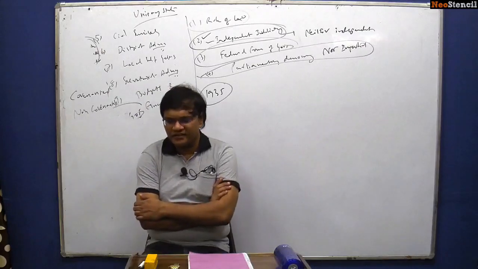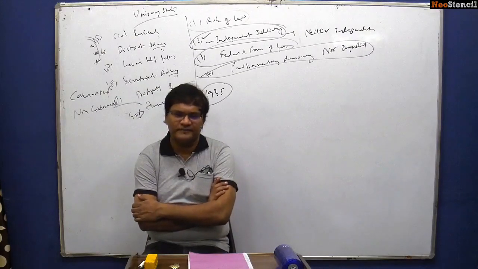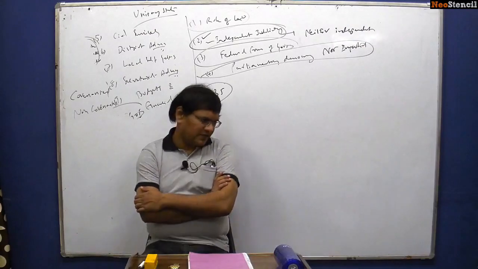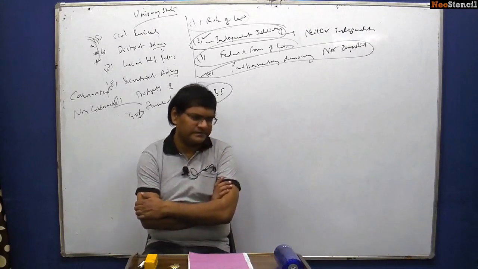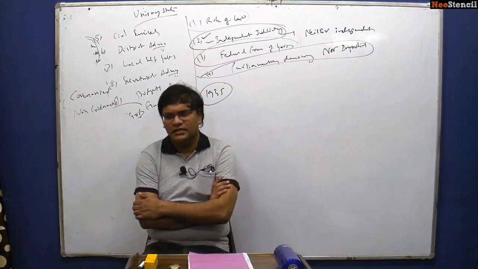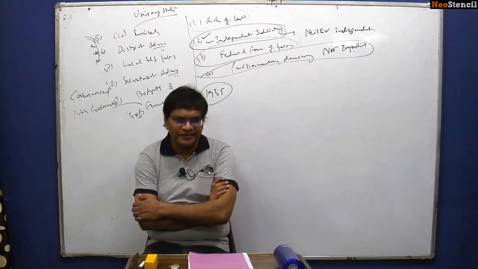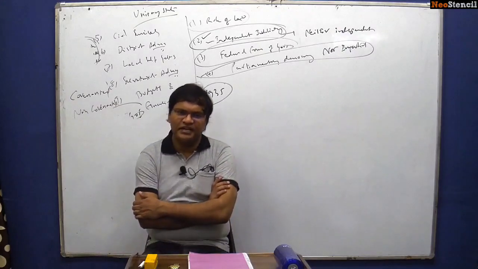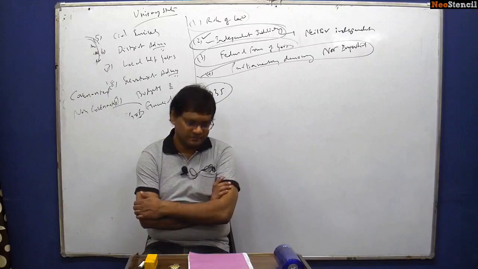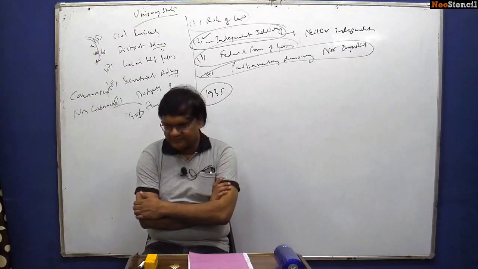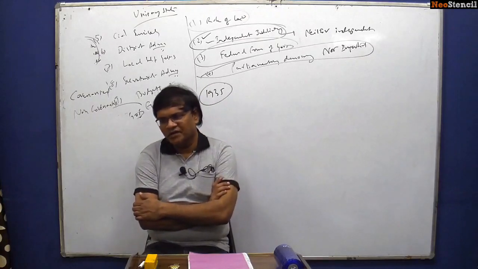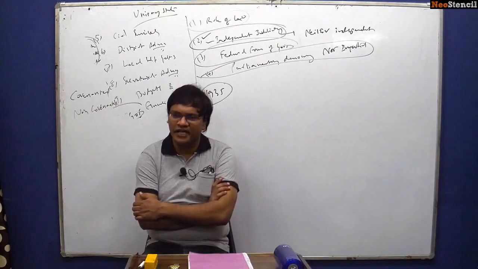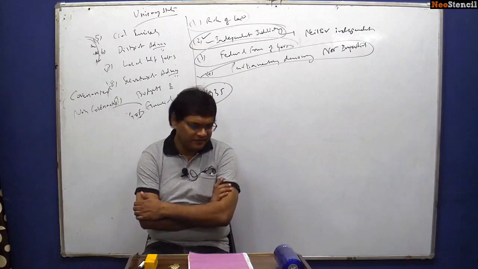Then the empire was divided into various provinces. At present, we call them the states. Each province was headed by a governor. Who were appointed as governors? Normally, the sons of the emperor were appointed as governors.